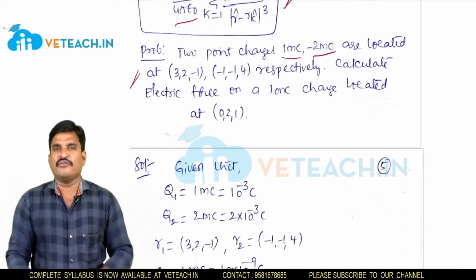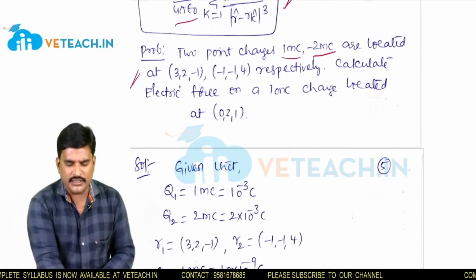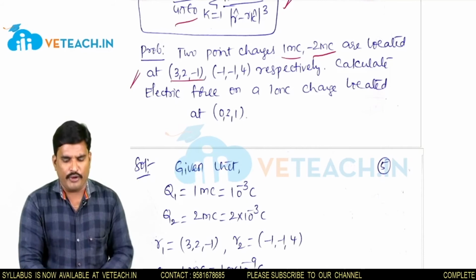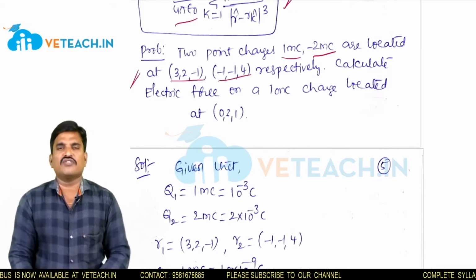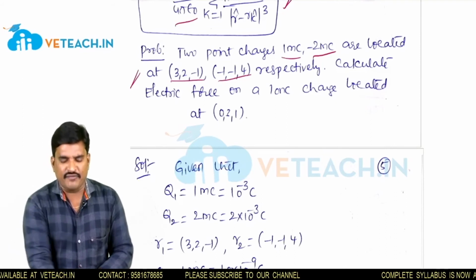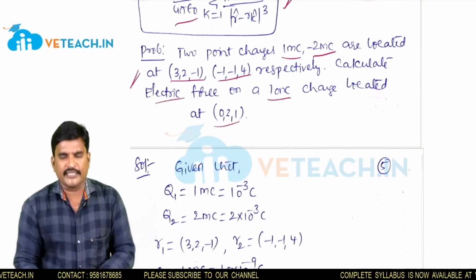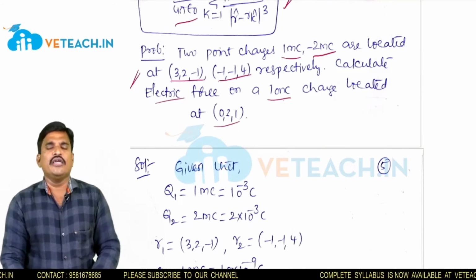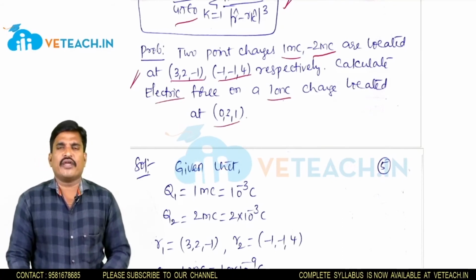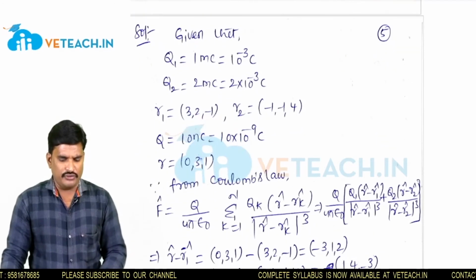There is attraction between those two point charges, right? They are located at the points (3, 2, -1) and (-1, -1, 4) respectively. Calculate the electric force on a 10 nanocoulomb charge located at the point (0, 3, 1). Okay, so how many charges do we have? The two charges. Let me give the solution.